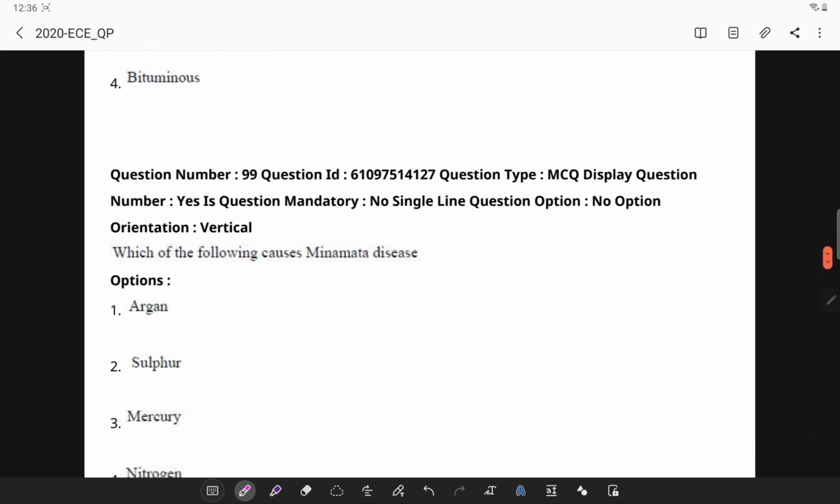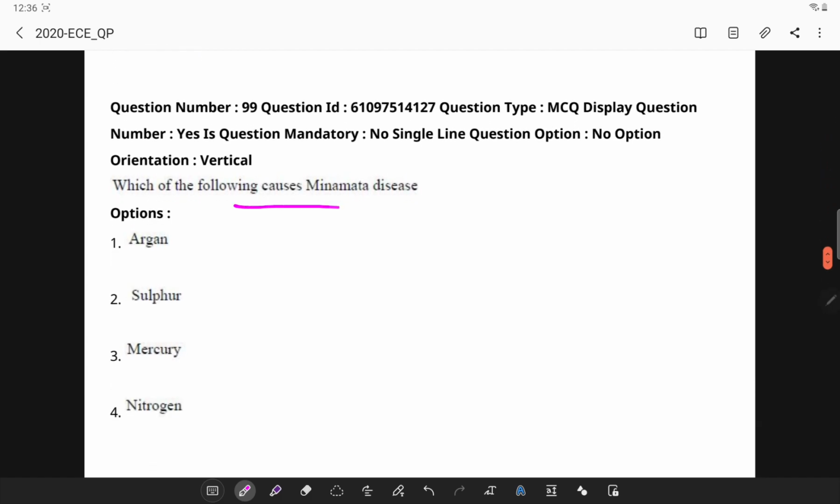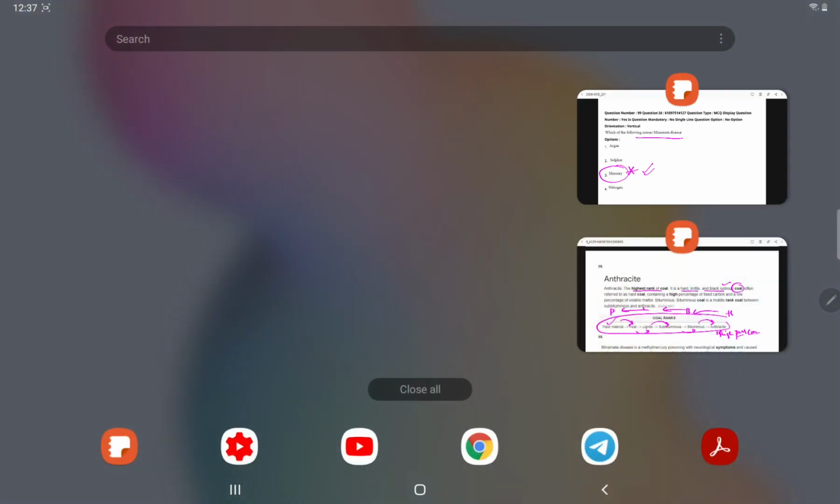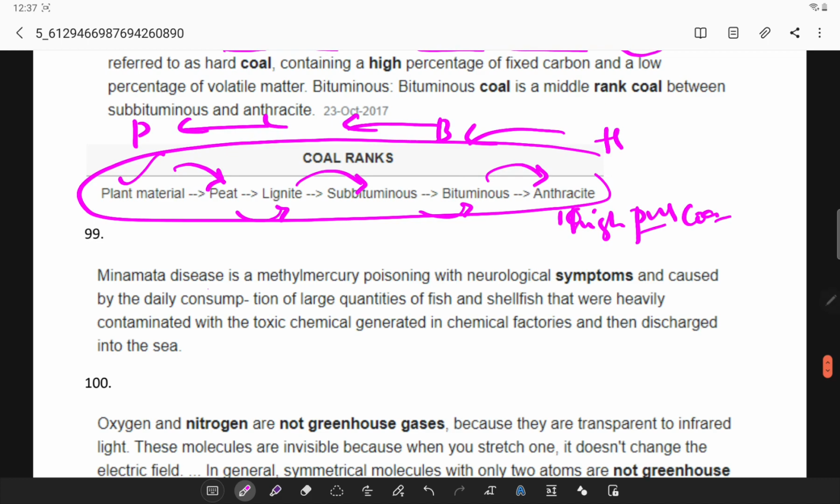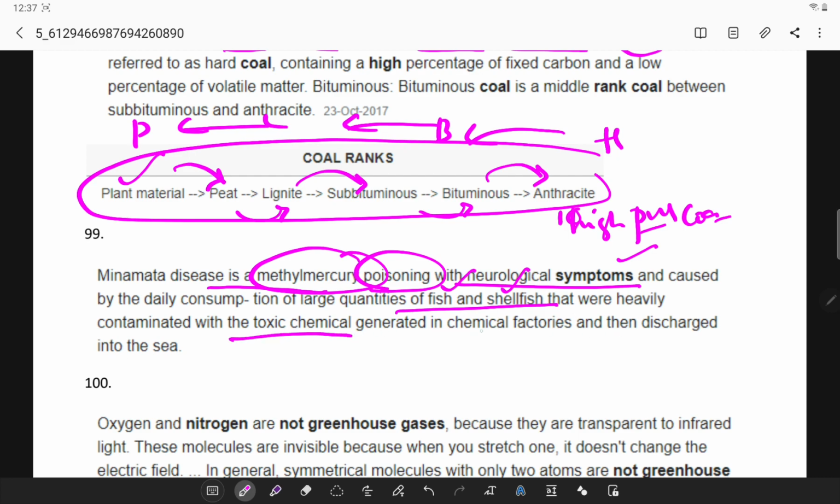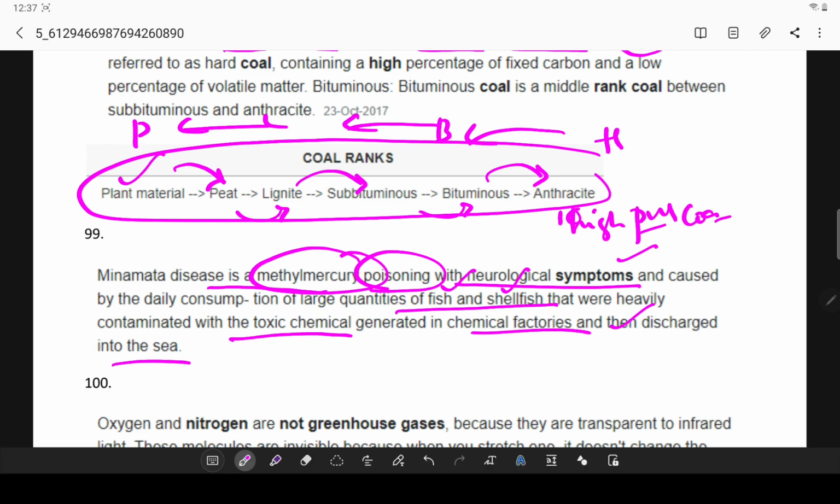Next, which of the following causes Minamata disease? Minamata disease is caused due to mercury. This is a standard question which is asked in environmental chemistry. So Minamata disease is basically due to methyl mercury poisoning with neurological symptoms, and it is basically in the sea, and all the marine animals were affected due to the chemical factories that discharged into the sea.